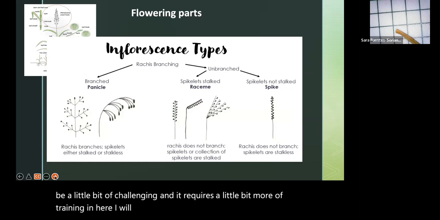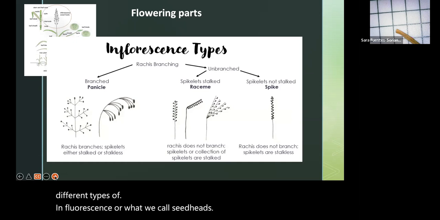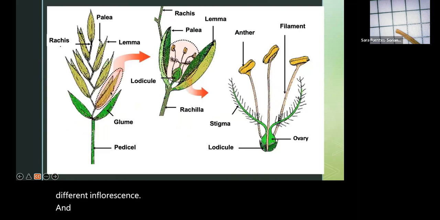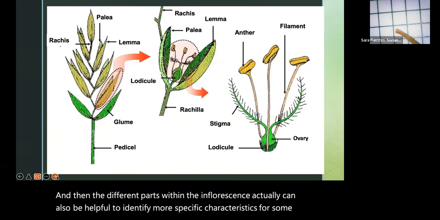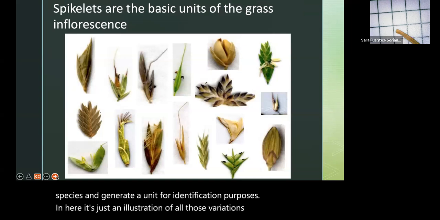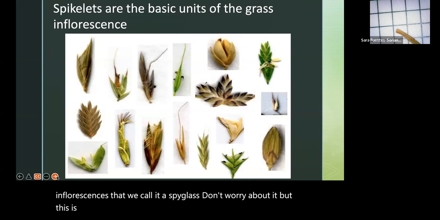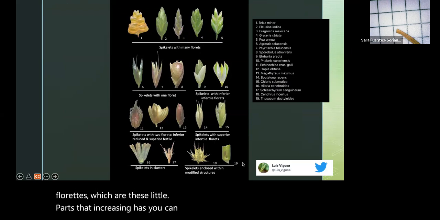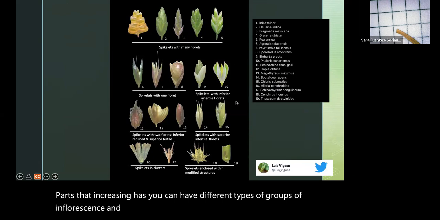Here, I just show you in a very simple schema the different types of inflorescence, or what we call seed heads, though that is erroneous, anyways. We have variations of the different inflorescences, and the different parts within the inflorescence can also be helpful to identify more specific characteristics for some species that you need for identification purposes. Here is an illustration of all those variations of grass inflorescences that we call spikelets, don't worry about it, but this is an assortment of the different variations of inflorescences that you can find in grasses. Depending on the number of florets, which are the little parts that an inflorescence has, you can have different types of groups of inflorescence, and all of these structures are important to identify species within the plant group.